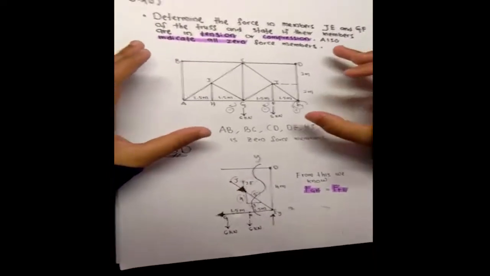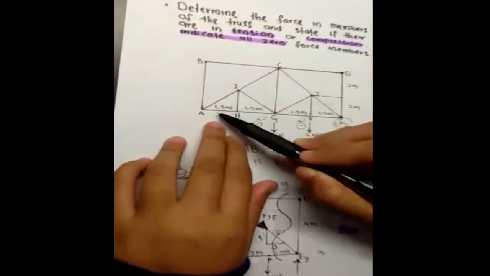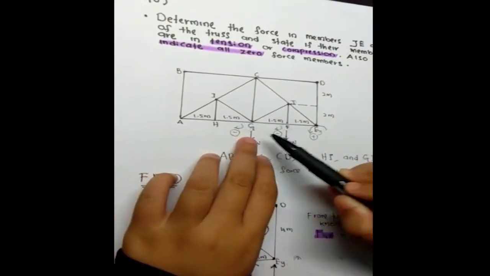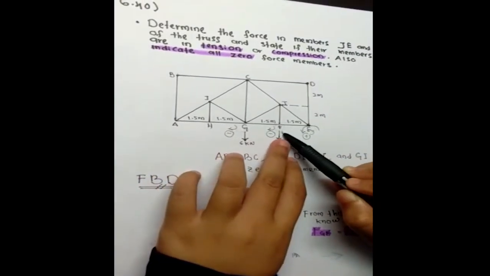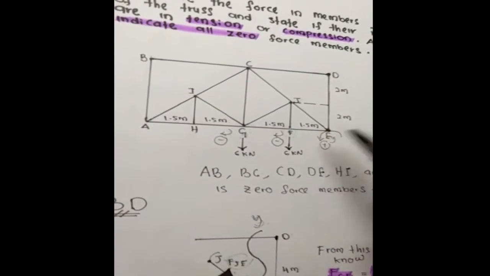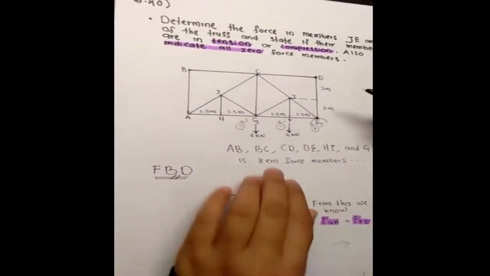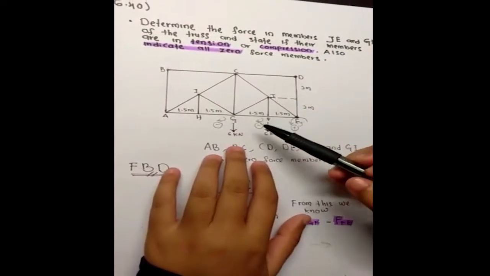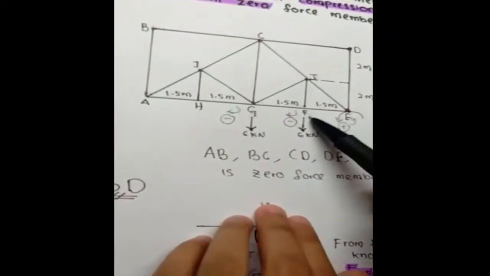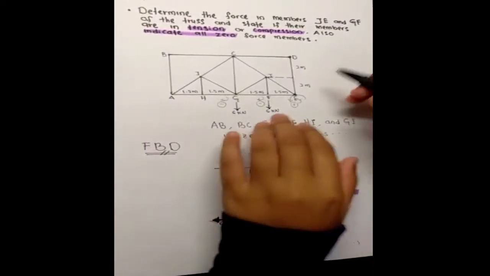Okay, from the picture we know that the distance between AH is 1.5 meters, HG is 1.5 meters, GF is 1.5 meters, FE is 1.5 meters, and ED is 4 meters. As we know, the force at points G and F is 6 kilonewton.